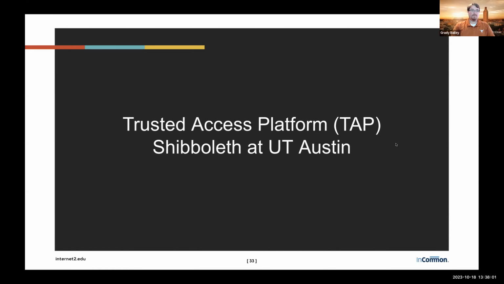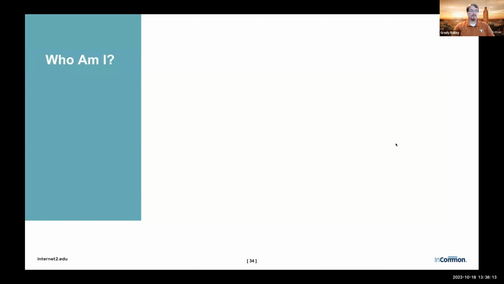As he said, my name is Grady Bailey. I work at the University of Texas at Austin, and I'm here to talk to you about the Trusted Access Platform Shibboleth container and how we implemented it here at UT Austin.